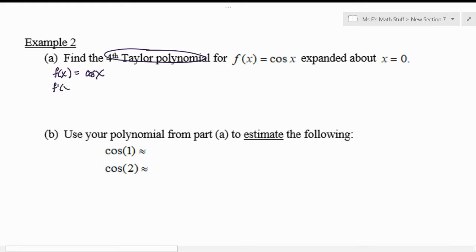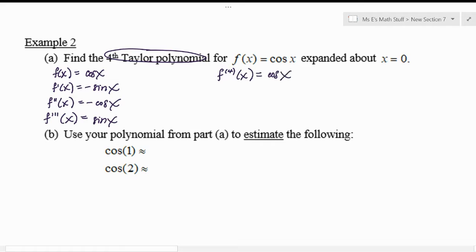So f prime of x would be the opposite of sine. F double prime would be the opposite of cosine. F triple prime, I wish I had written smaller, would be positive sine of x. And then, let me leave some space here, the fourth derivative in terms of x would be cosine again.